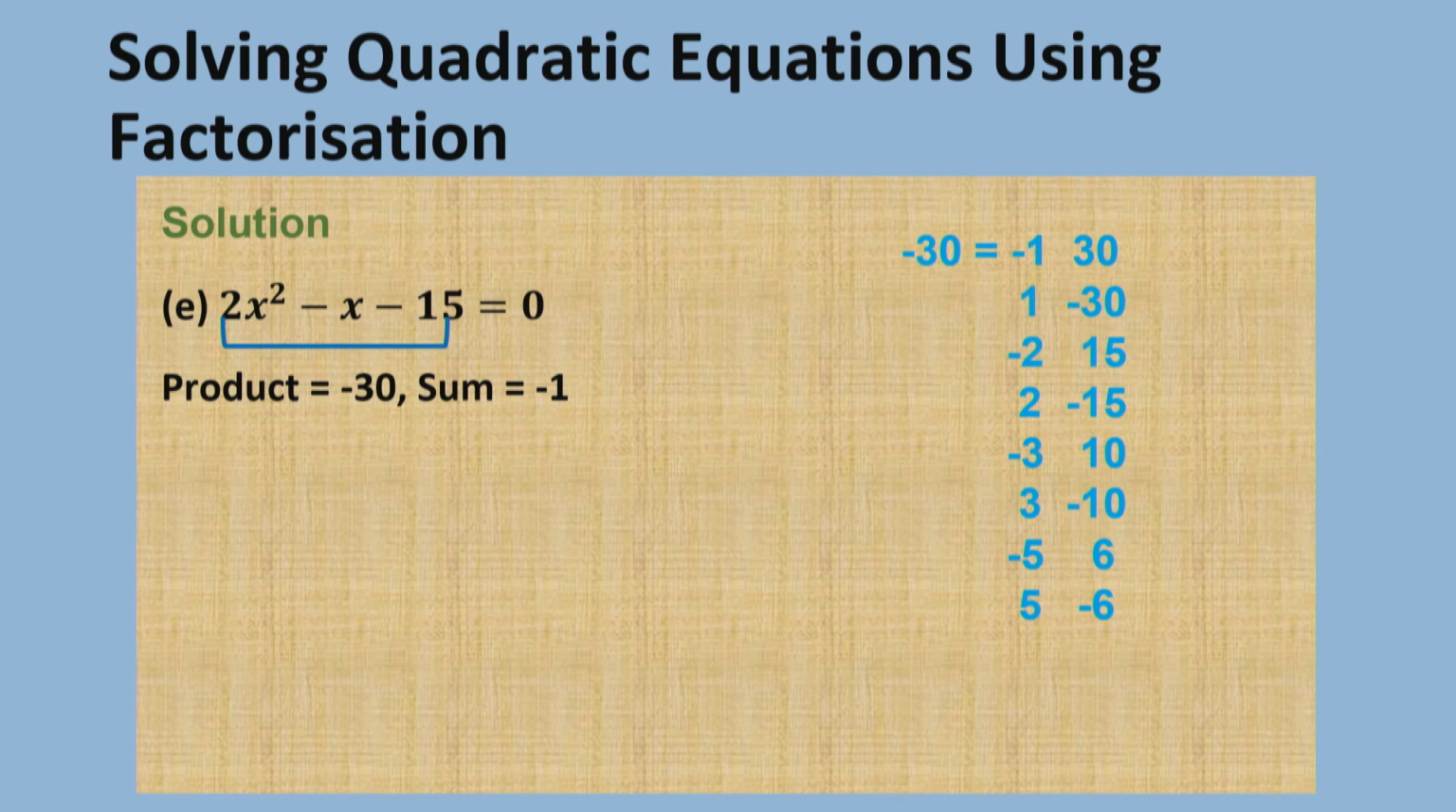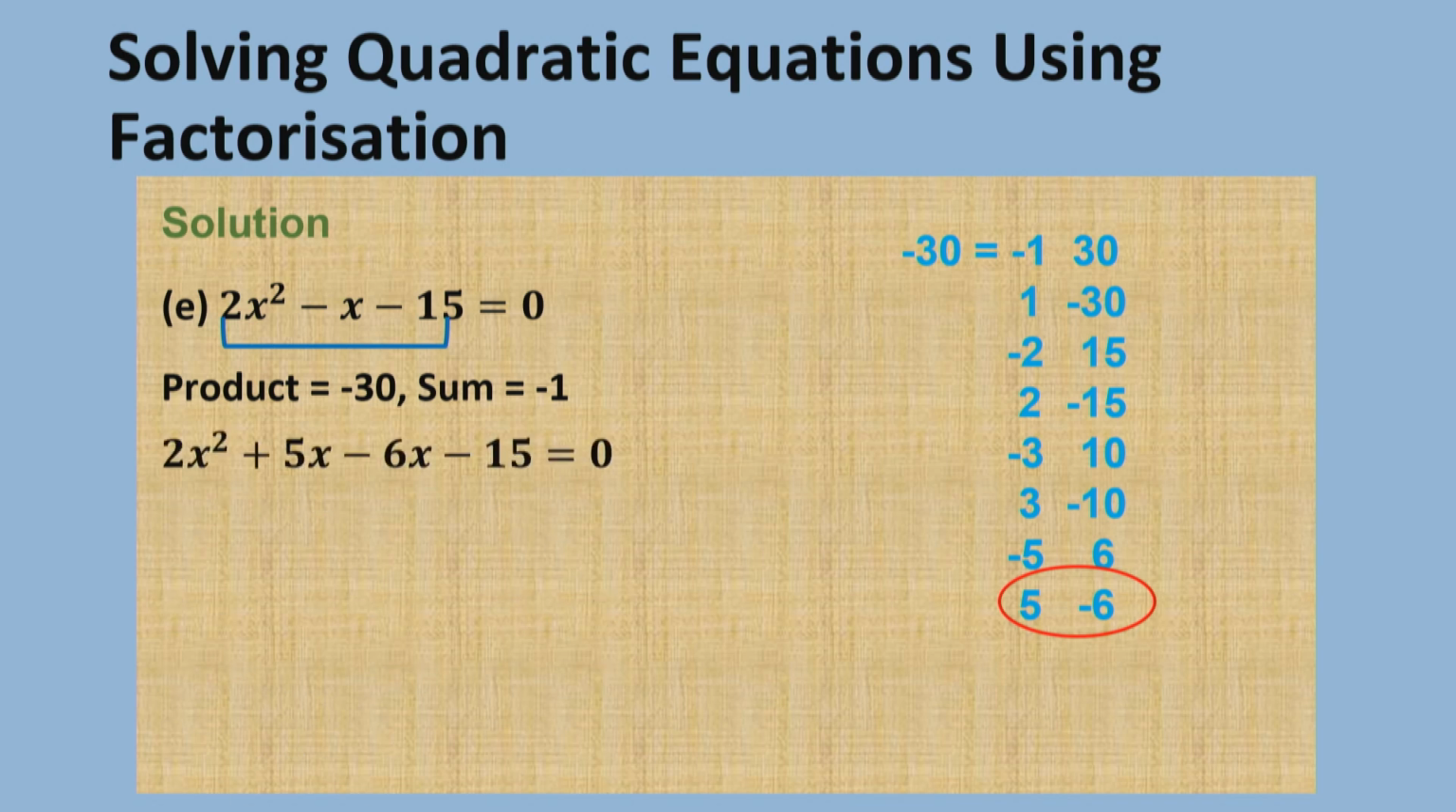Minus 130, 1 and minus 30, minus 215, 2 and minus 15, minus 310, 3 and minus 10, minus 5, 6, and 5, negative 6. What's next? Well, we are going to look at the two numbers. When we add them, we are going to have a sum of negative 1. So this is 5 and negative 6.